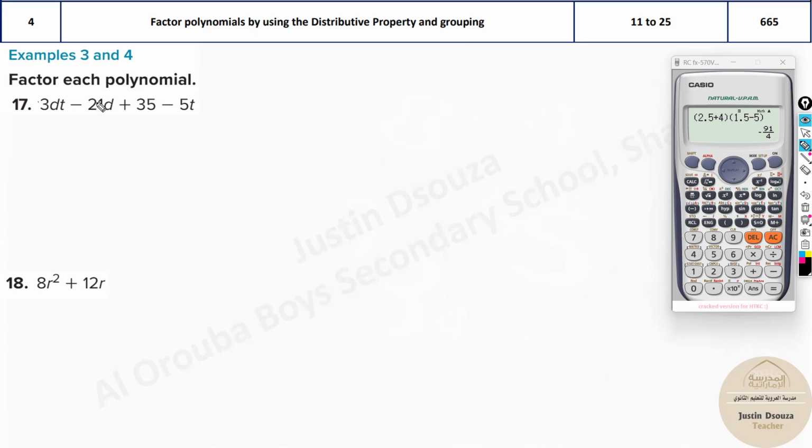All you do is, 3 is common because I know 21 is a multiple of 3. 3 is a factor of 21. So what I do is 3 outside and D outside. What remains? Only T over here. Minus 3 times 7 is 21. What happens over here? So let me take out. What do I need to take out?